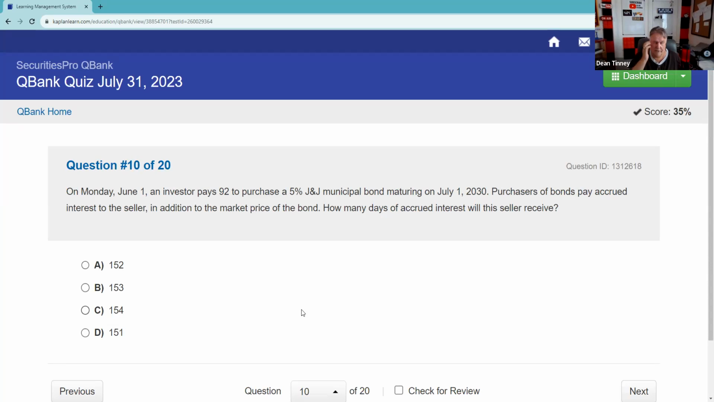Purchaser bonds paid accrued interest to seller. Well, thank you so much. Sometimes the test gives you free information. I would have expected you to know that already, but every once in a while the test just gives you some free information. You go, okay, well, thanks.